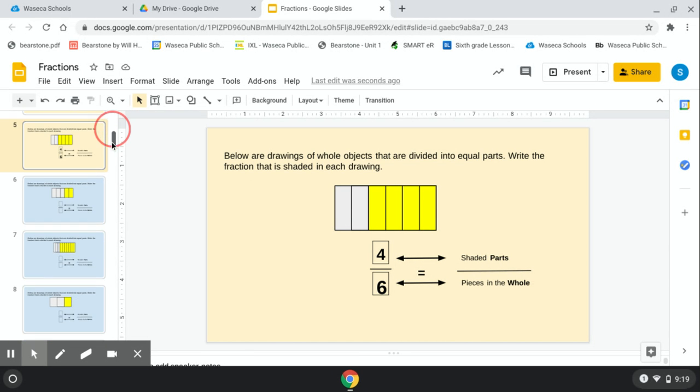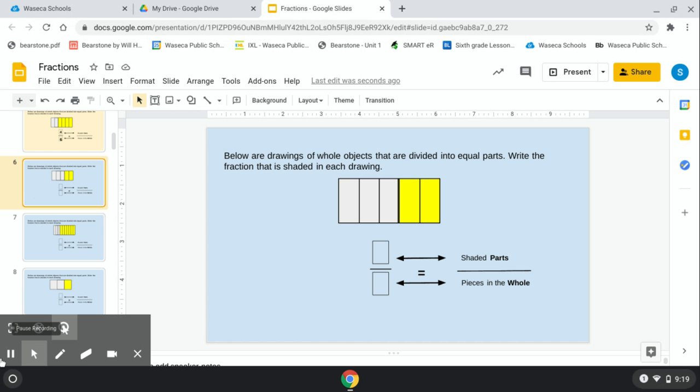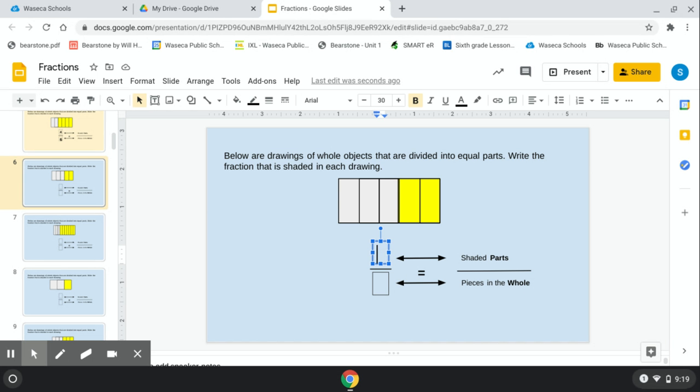All right, let's try a couple on your own. Remember, the top number, or the numerator, is the total parts that are shaded yellow, and the denominator is how many equal parts are in the rectangle. What fraction of this rectangle is shaded yellow? Two fifths of this rectangle is shaded yellow.